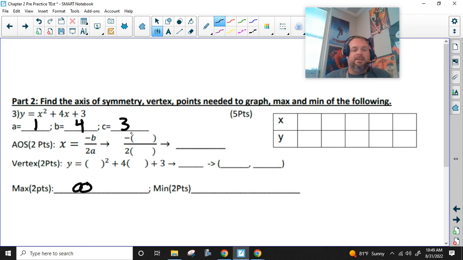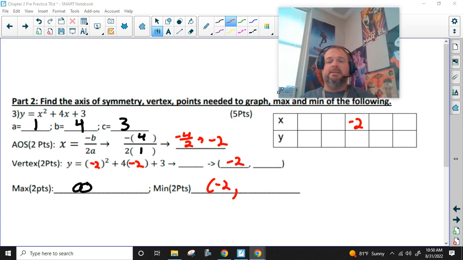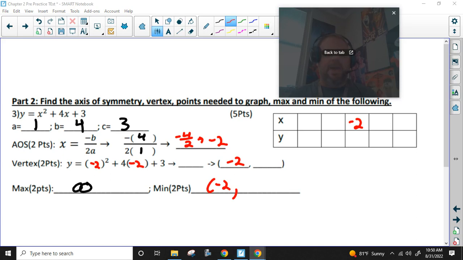Okay. So I plug this in. I get -4 over 2, which is -2. All right. So this will go here. Okay. That's there, and that's there. Okay. So I plug this in. Yes, the parentheses matters.